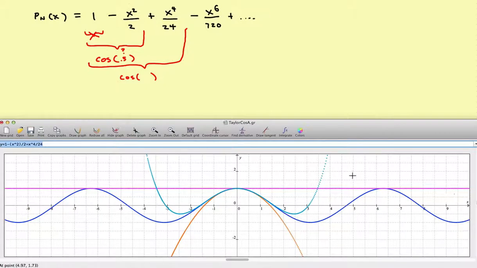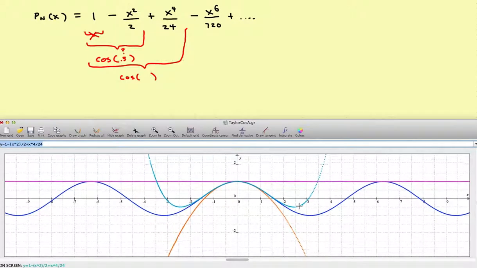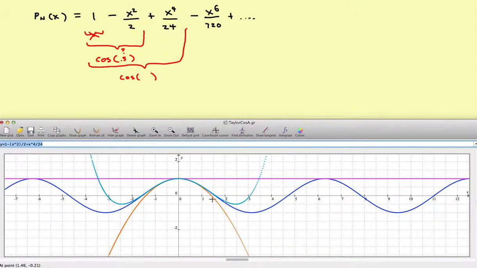Okay, so this light blue graph here represents the polynomial with 3 terms out to x to the 4th. And notice it extends the range that you can model the graph. So we'll move things up just a little bit and scoot it over to here. And what I'm going to do is zoom in just a little bit right in here and try to figure out, where does this light blue one separate?